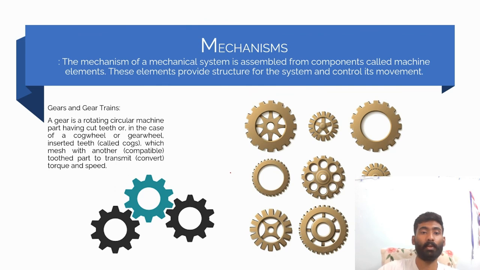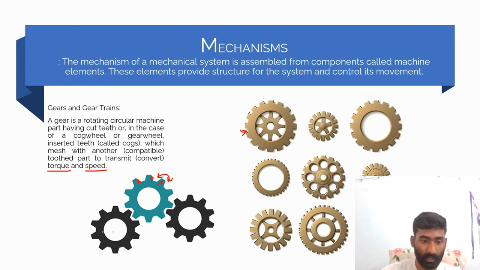Mechanisms. The mechanism of a mechanical system is assembled from components called machine elements. These elements provide structure for the system and control its movements. Earlier I talked about gears. So here you can see some gears or gear train. A gear is a rotating circular machine part having cut teeth. These are called teeth. In case of a cogwheel, these are cogwheels. The teeth are coming outside, you can see the bump, and these teeth are going inside. These are called gears, which mesh with another compatible toothed part to transmit and convert torque and speed. I will tell you in later lessons what is torque and speed.